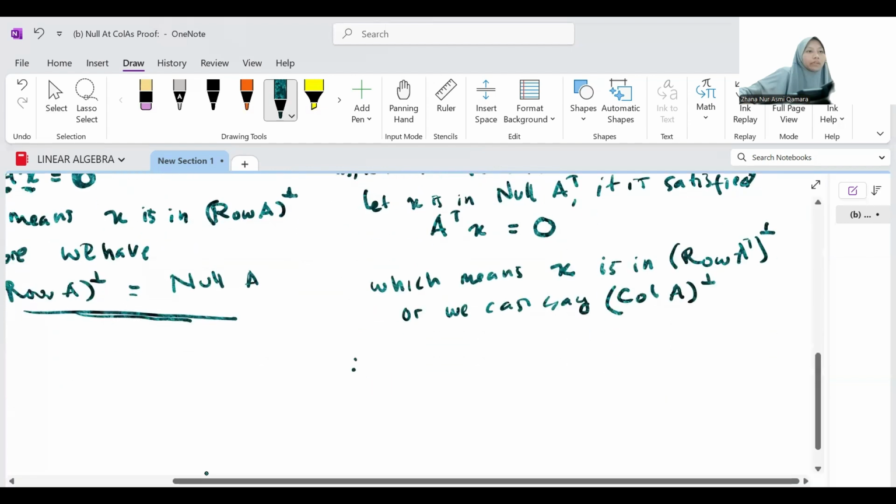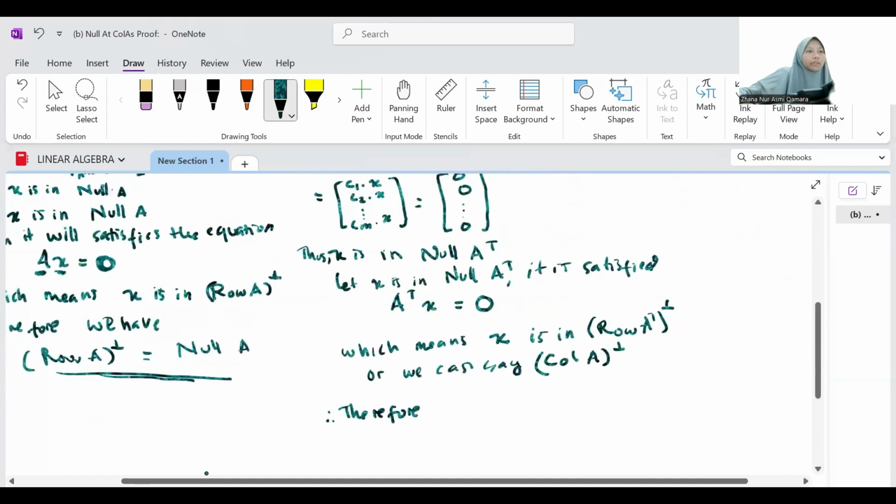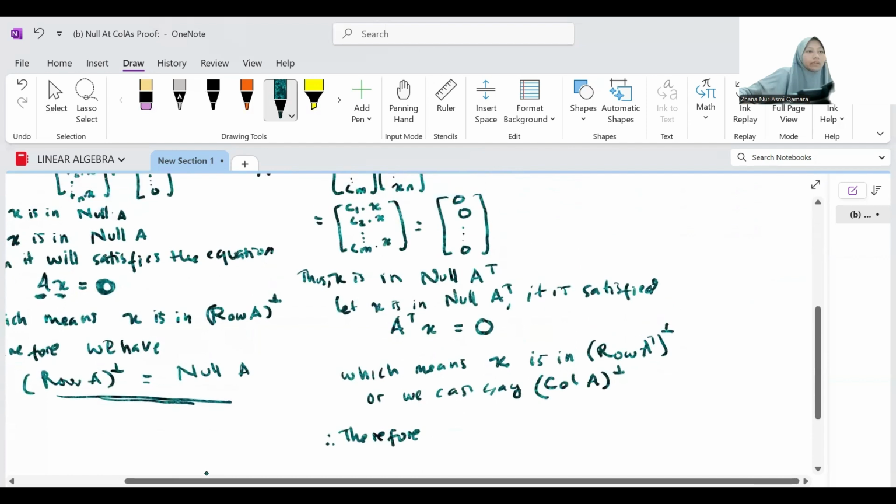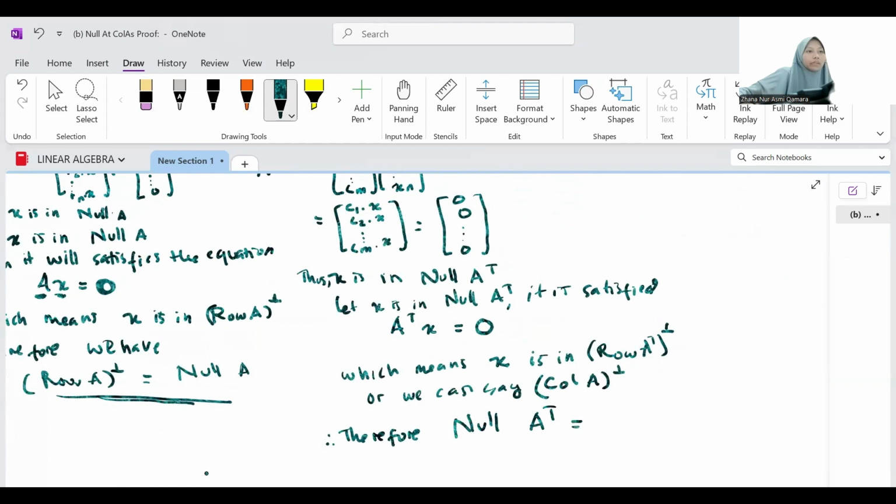So therefore, the null space of A transpose equals the orthogonal complement to the column space of A.